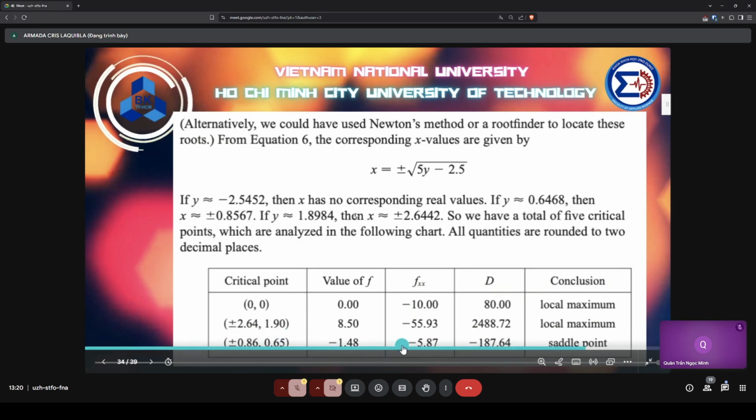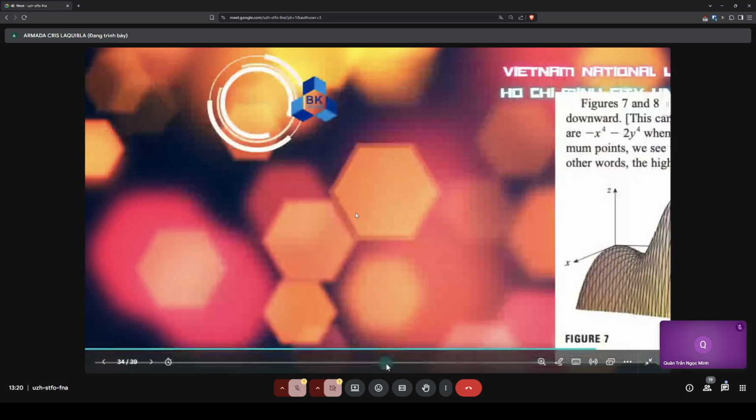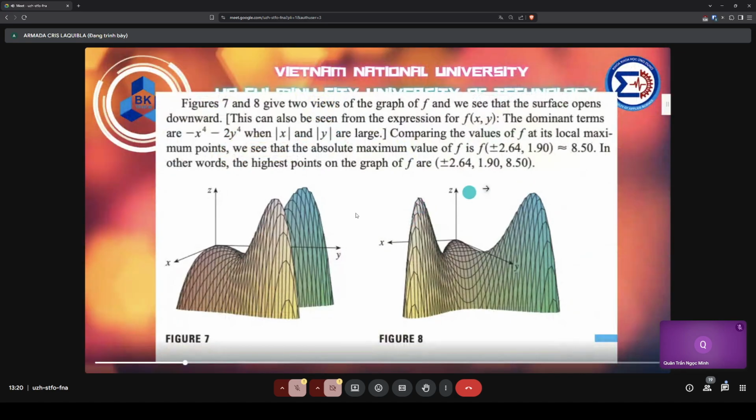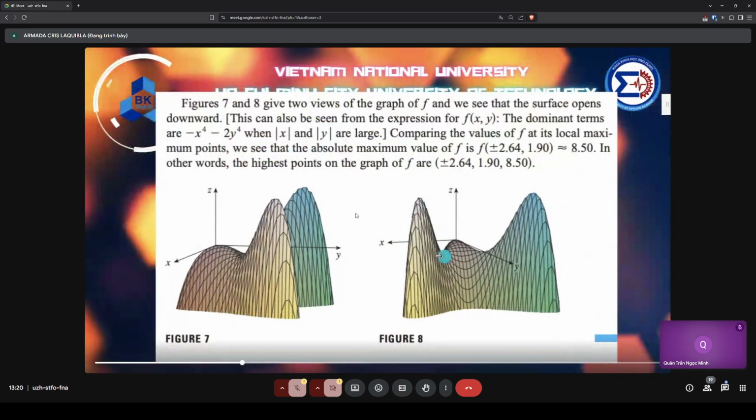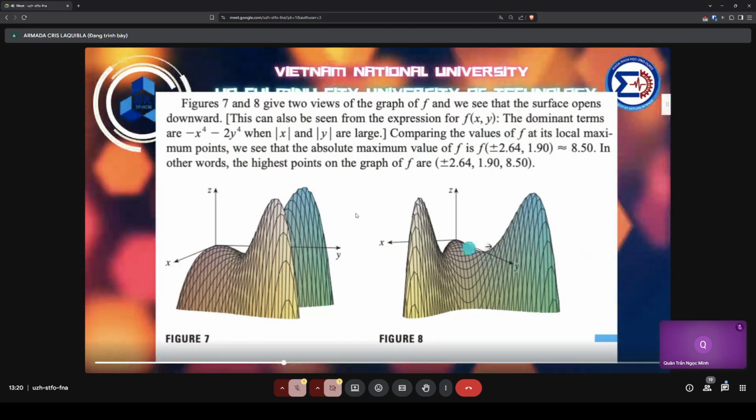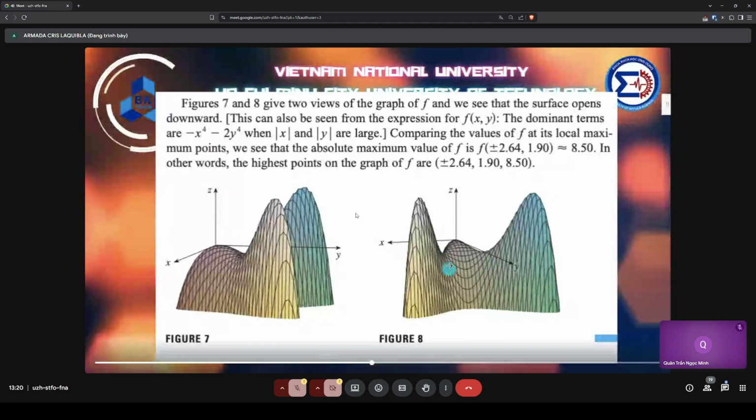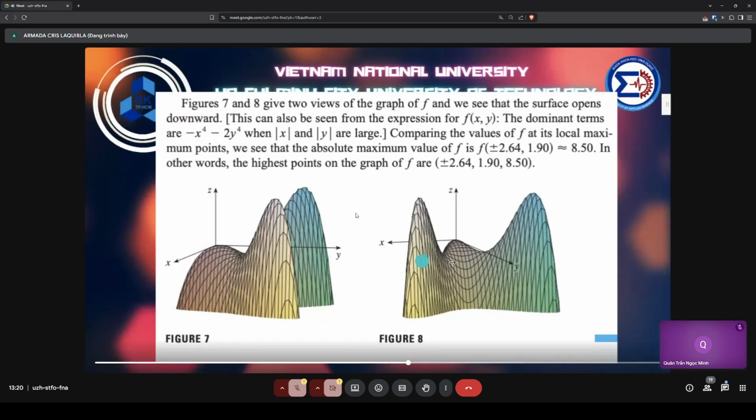Okay? And that's it. Actually, this is the graph. Yeah, it has two absolute maximum here on top. Okay? And the saddle point are here. Down here is the saddle point, right? The 0, 0 is a saddle point. And that's it.